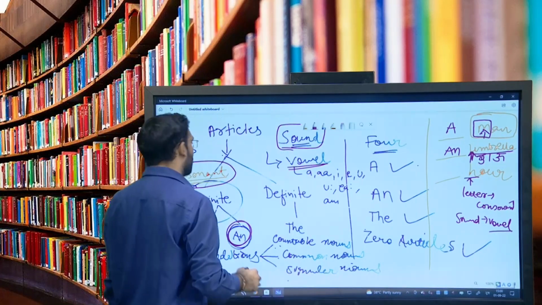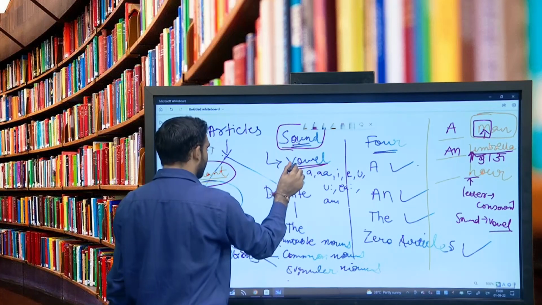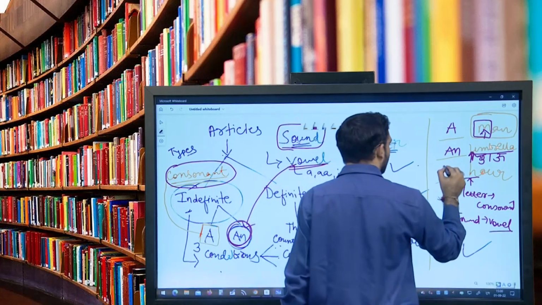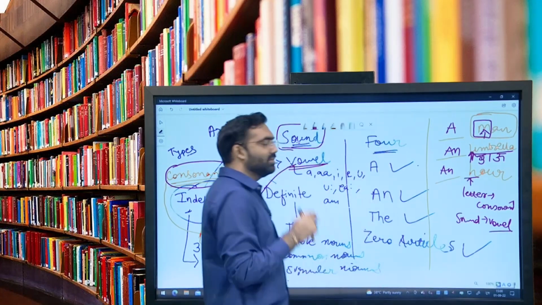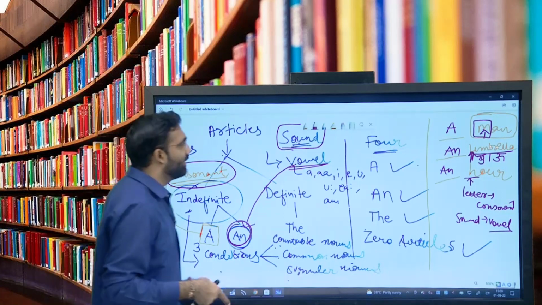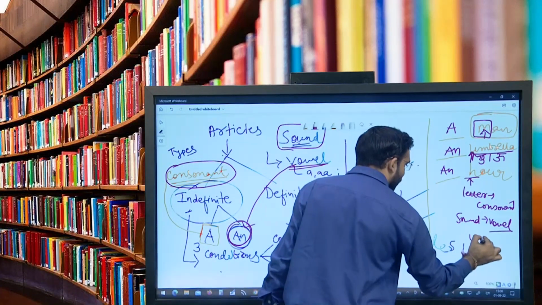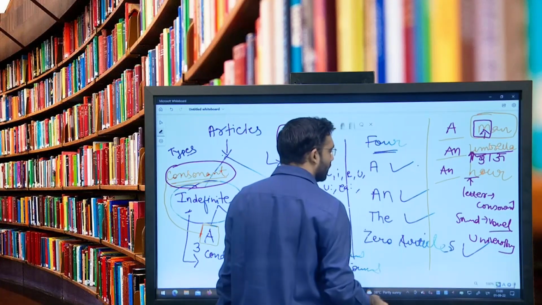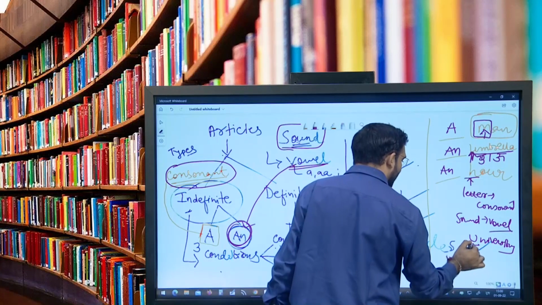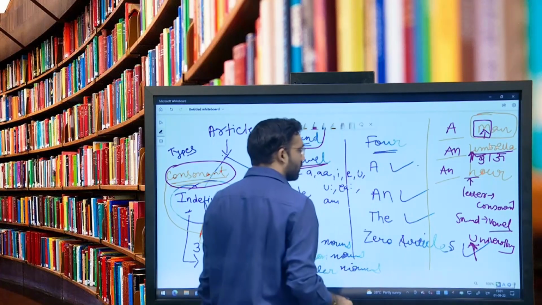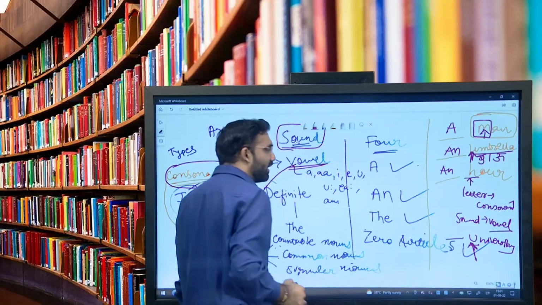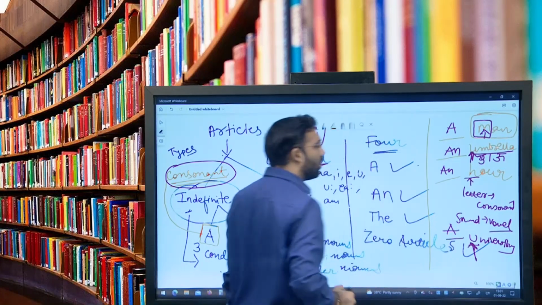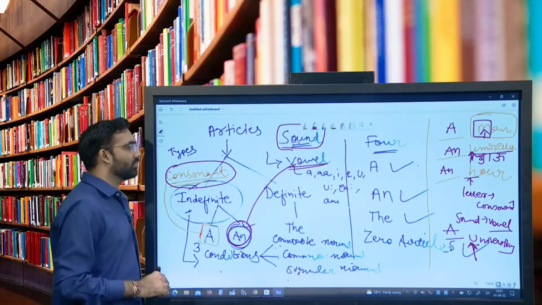Then if the sound starts with a vowel, what would you use? Article an. Here it would be "an" over. Again, I'll show you another one. Suppose we take the word university. Here, if you see, the letter is a vowel, but the sound is a consonant. So, you would use "a university." Is it clear?